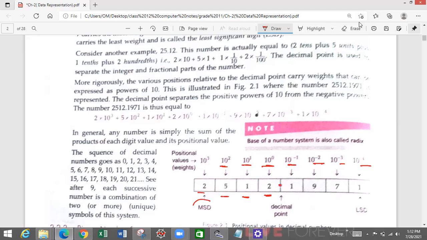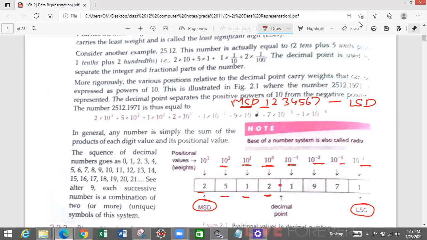This is called the most significant digit. This is called the least significant digit, LSD and MSD. You need to understand these terms. If you are representing a number, suppose 1, 2, 3, 4, 5, 6, 7, then the leftmost digit is the MSD, most significant digit. The rightmost digit is the LSD, least significant digit.